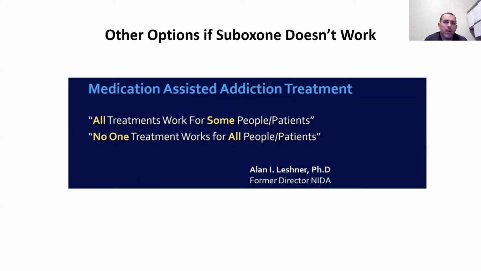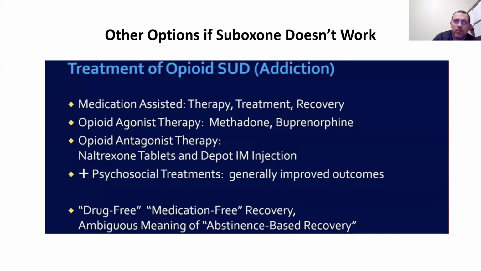So we talked a lot about Suboxone, and this talk really focused on Suboxone, but to complete it, we wanted to talk about other options available as well. And so I like this particular quote here that says, in reference to medication-assisted addiction treatment, all treatments work for some patients, but no one treatment works for all patients. And so what are some of our alternatives?